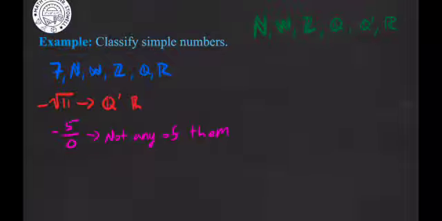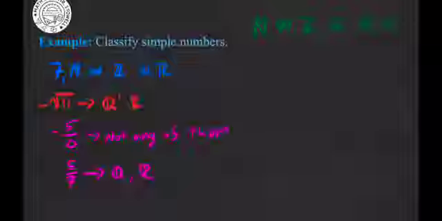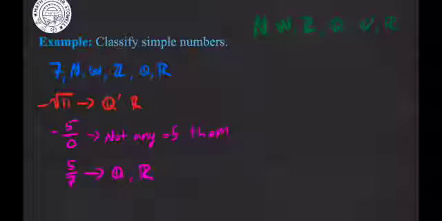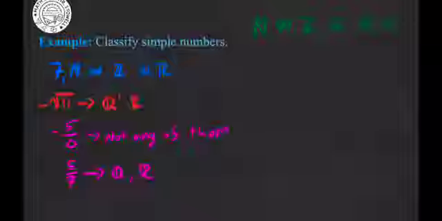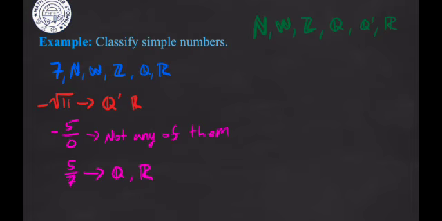Okay? What if we have, let's say, 5 over 7? Well, that's not natural. That's not a whole number. That's not an integer. But this is a fraction, right? So this would be rational and real. Notice if it's any of these, it's always going to have the real. We're just getting every single set that this is part of. I think you guys will be able to do this part. Let me just get into the little bit more challenging section.